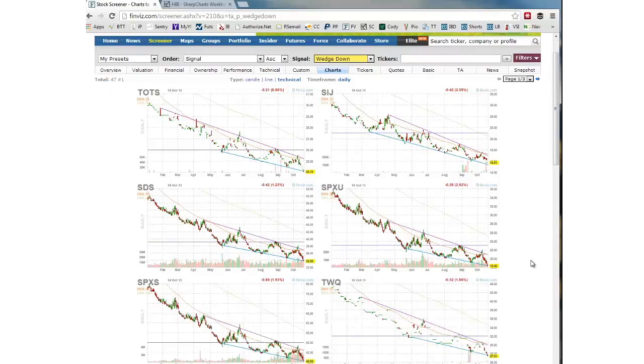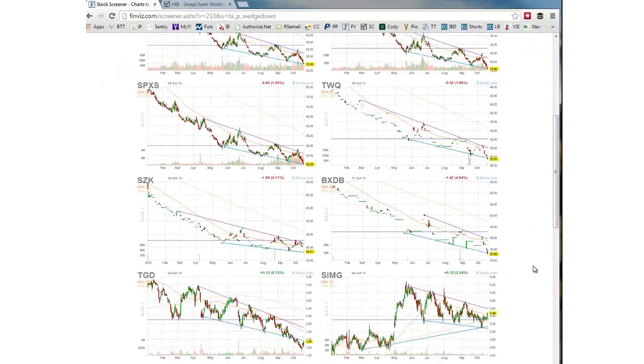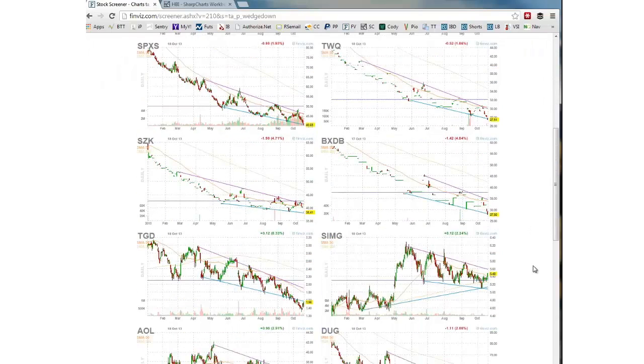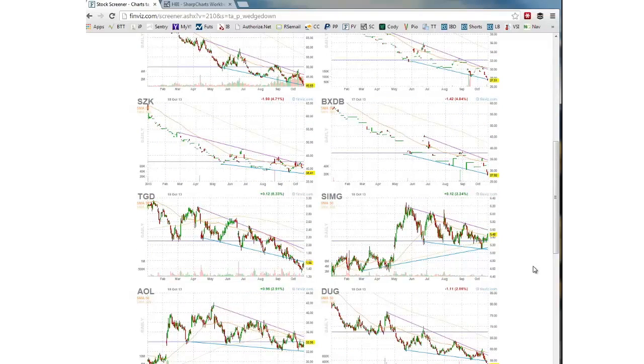But the fact that they're doing so in a wedge pattern is a glimmer of hope for the bears, and maybe just a wee bit of a cautionary note for the bulls, because wedges do tend to reverse. They do tend to form at the end of trends rather than in the middle of trends. So with that said, let's look at some stocks rather than ETFs that are forming falling wedges.